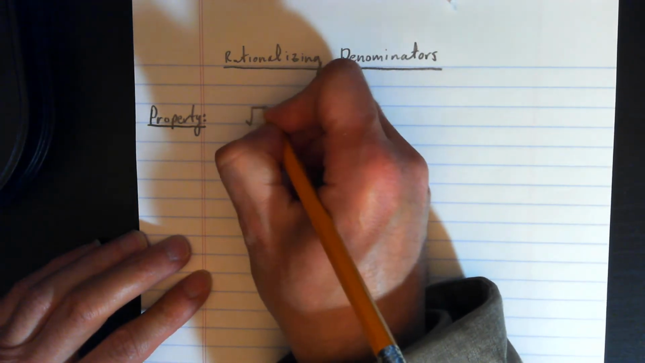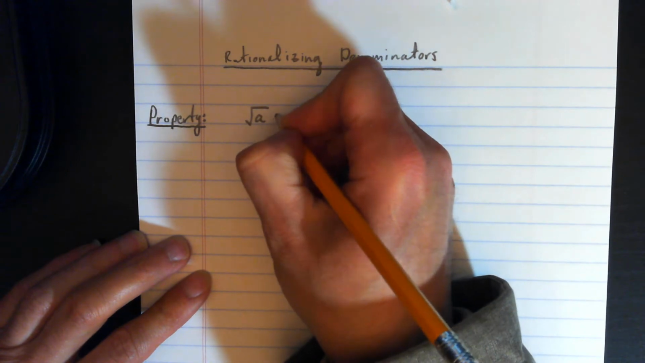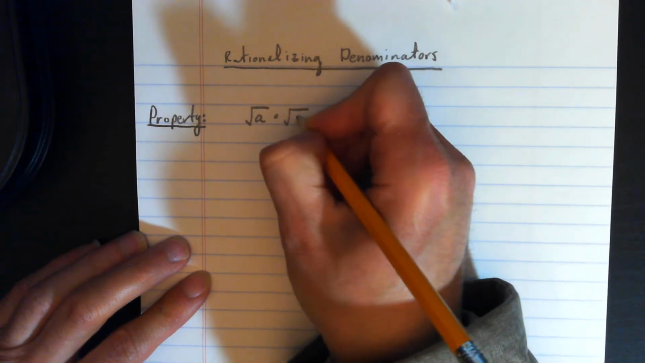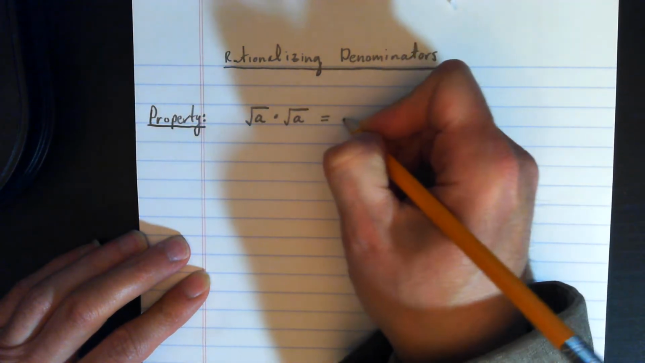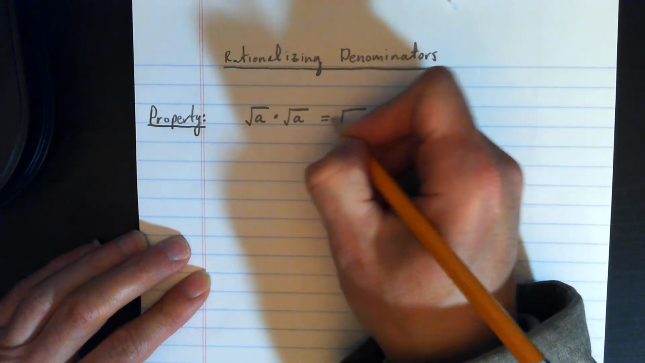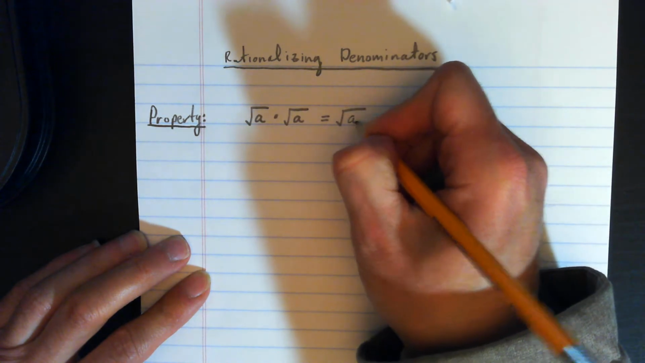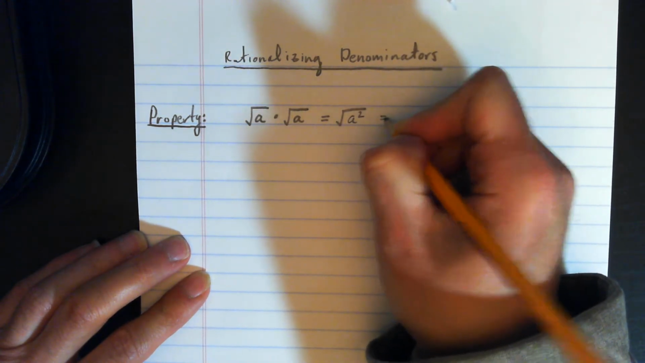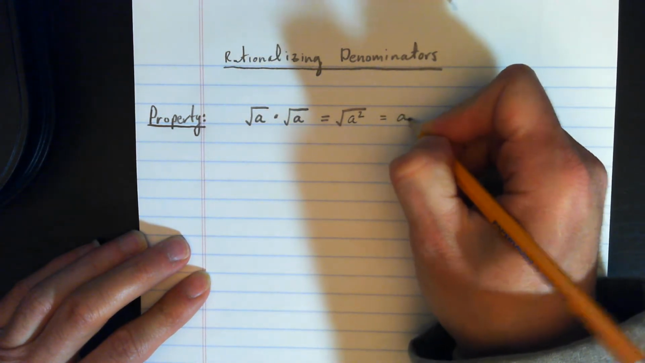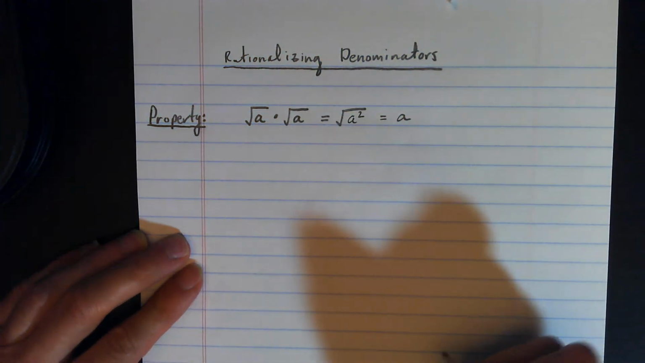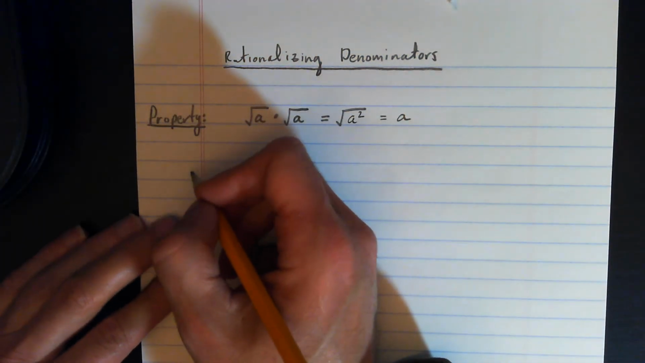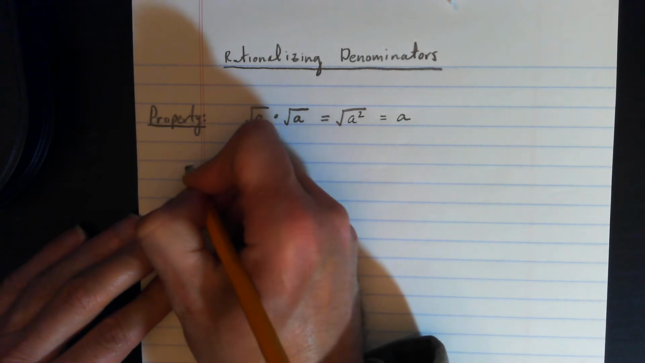The square root of a times the square root of a equals, well, we all remember, if I'm recombining the radicals here, I do a times a, which is a squared, and then, of course, the square root of a squared is just a like so. Okay? All right, so we're going to use this to rationalize denominators.